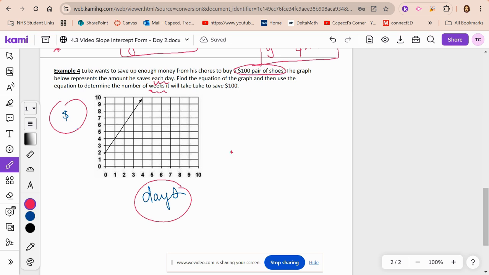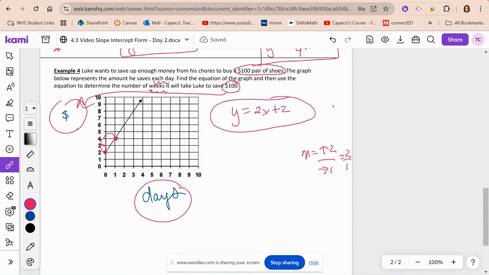Let's see what we have. So it looks like my y-intercept is 2. And here's another point that goes through the line. So my equation of that line is going to be y is equal to, my y-intercept is 2. I'm going up 2 to the right 1. So my slope is up 2 to the right 1, which gives me 2 over 1, which is 2. So I'm going to take my slope, slide it into my equation. So that's the equation I'm going to use.